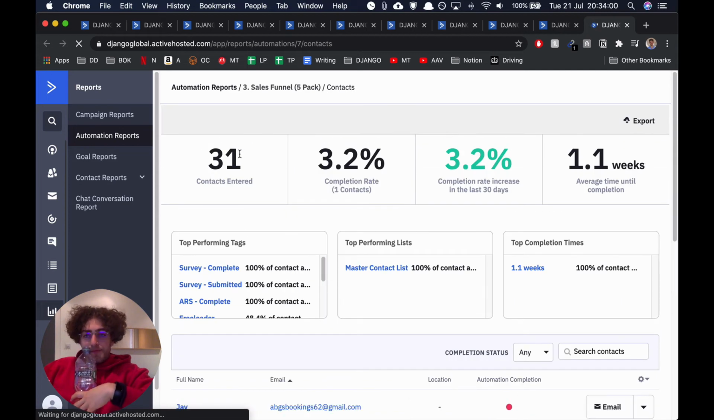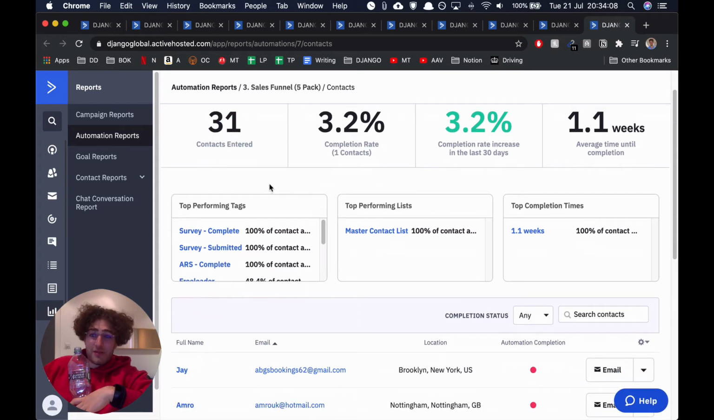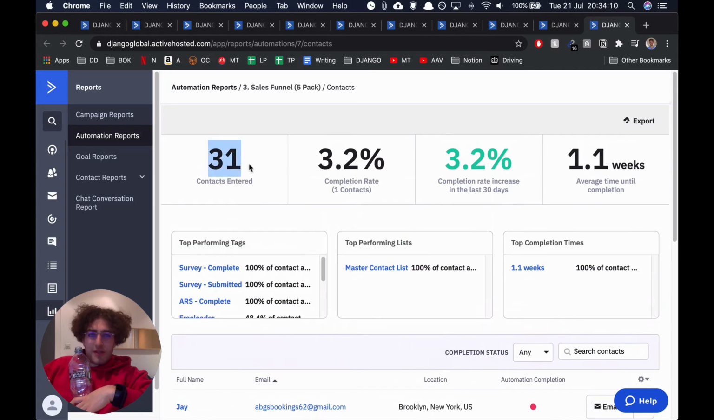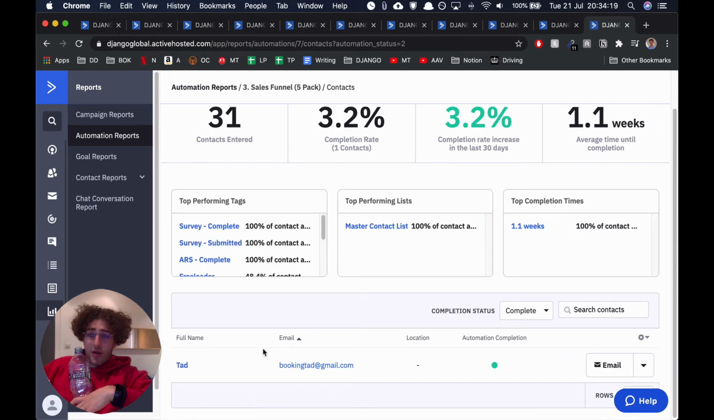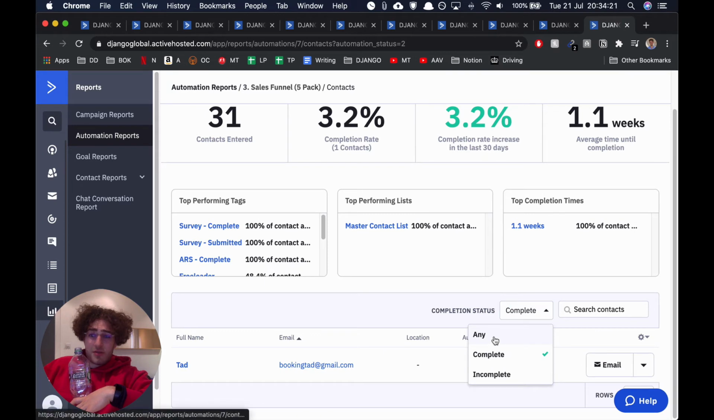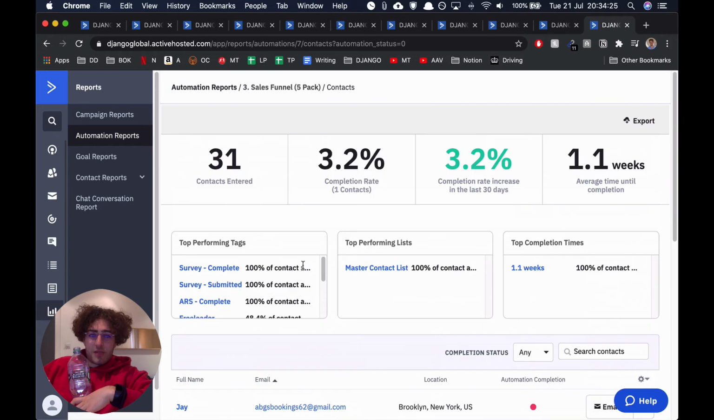Alright, so I've only had one contact complete this automation, so the data's definitely not conclusive here, especially considering 31 have entered. Oh, this was 30 like a minute ago. So one person's just entered it. But anyway, if we look at the completion status, there's just one person that's gone through the whole automation, so it's still super early days. But we can see all the contacts here.